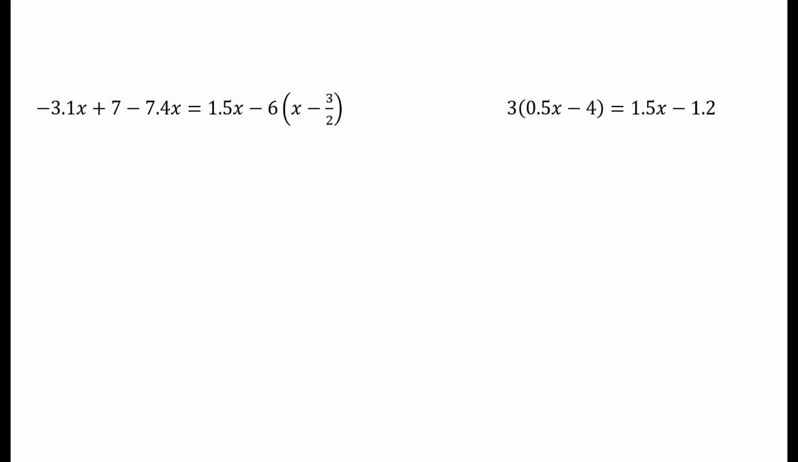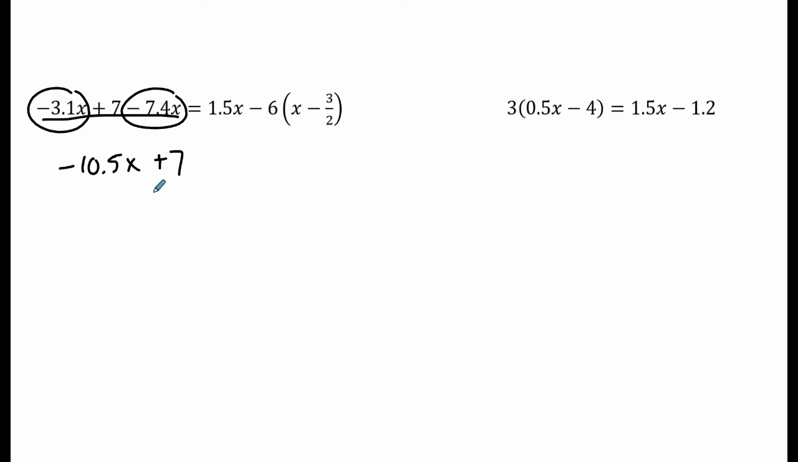Oh, this next one's beautiful. We have decimals, fractions, all that good stuff. Well, let's see what we can do. Let's focus on this side of the equation, the left-hand side. It appears that I have like terms. I have negative 10.5x plus 7.